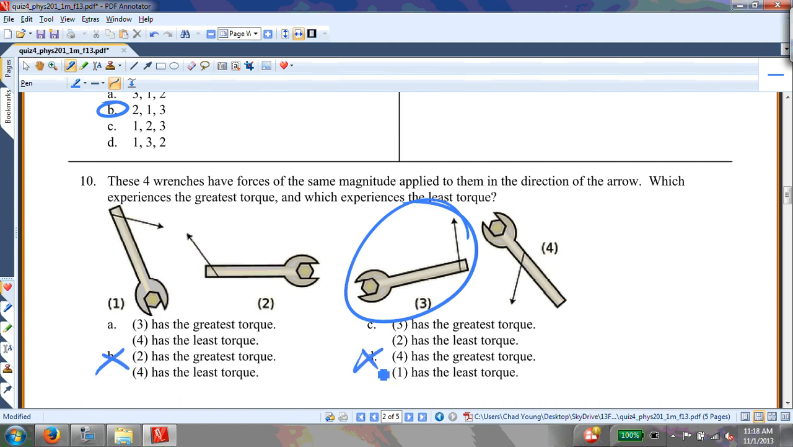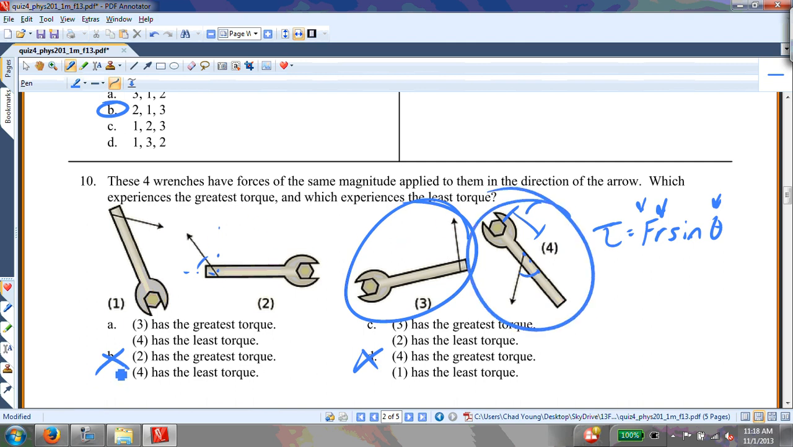And now it's either between 2 and 4. 2 and 4 appear to have equal angles here. So those forces aren't perpendicular to the moment arm, which would be ideal. That would give you a larger torque. But number 4 has a much smaller moment arm. Remember, torque is Fr sine theta. So if R is small, theta and F are the same, then the torque will be small. So number 3 is the biggest, number 4 is the smallest. So 3, that's going to be A for number 10.